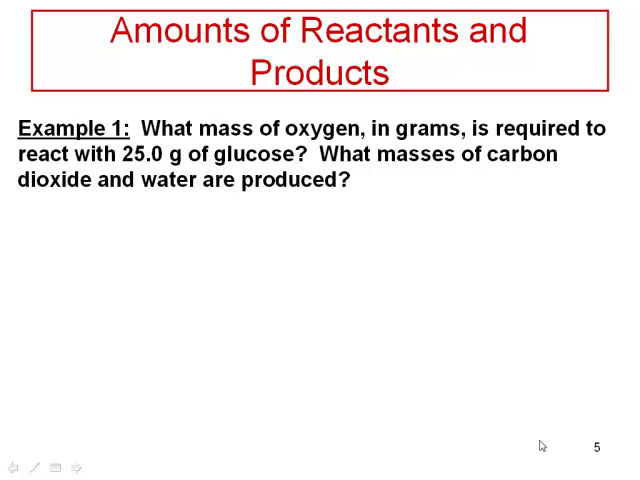Here's an example problem. This is on your note skeleton. The question is, what mass of oxygen in grams is required to react with 25 grams of glucose? Does anybody here know what glucose is? C6H12O6, there we go. That is blood sugar, exactly. And the question is what masses of carbon dioxide and water are going to be produced in that reaction.